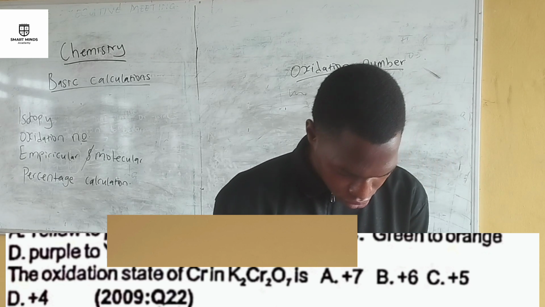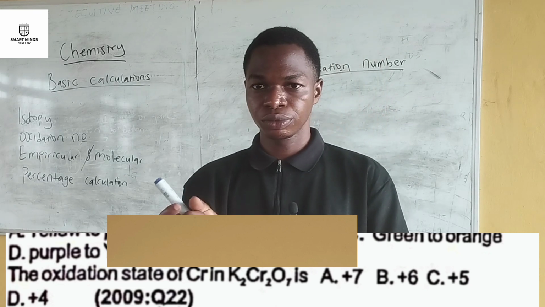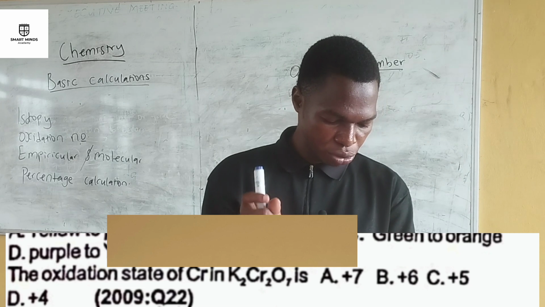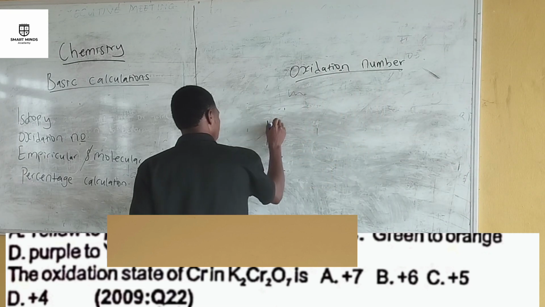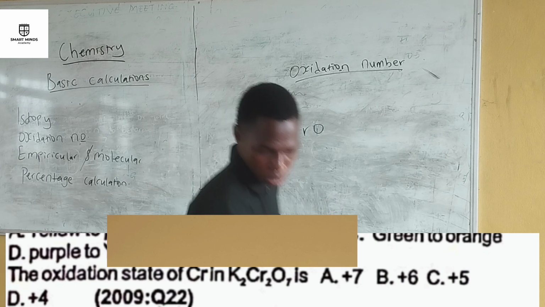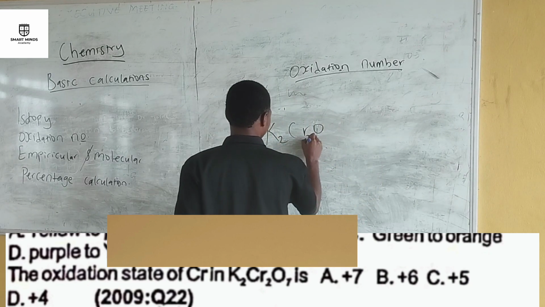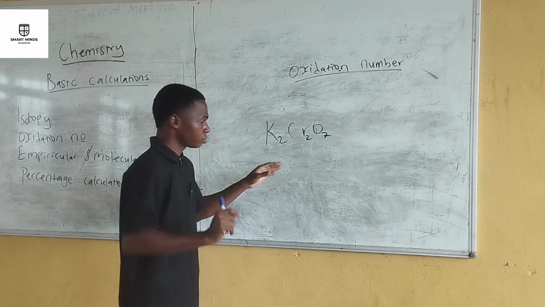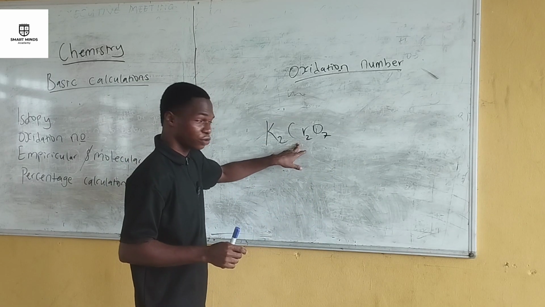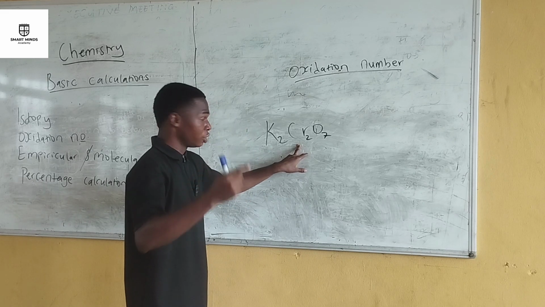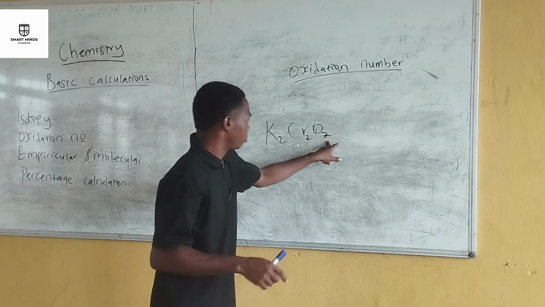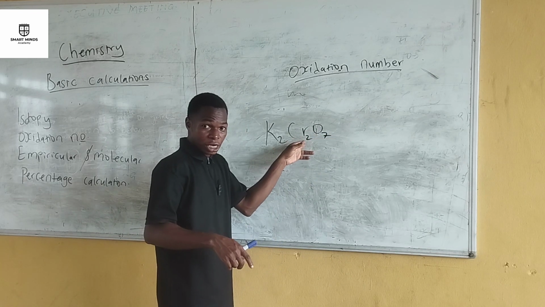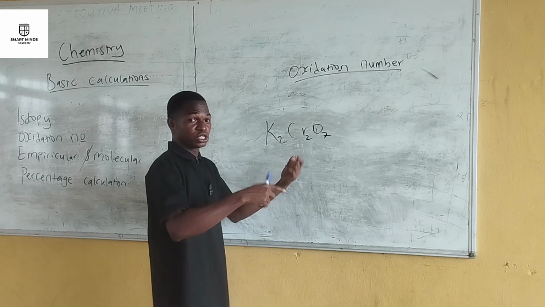What is the oxidation state of chromium in potassium chromate, which is this chromium? Oh, hold on first. When you find the oxidation state of this stuff, you can now name the compound easily. This is potassium heptaoxochromate something. When you find the oxidation state, that's when you can name it fully.